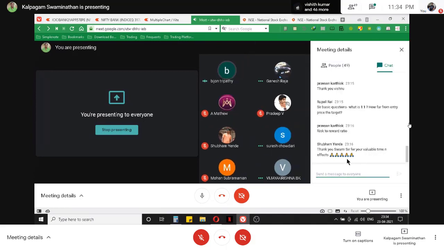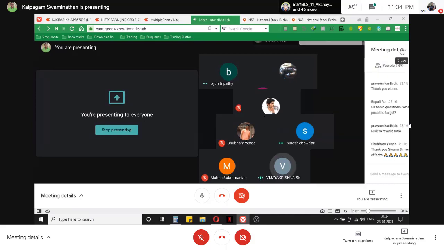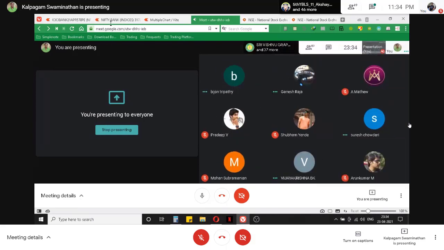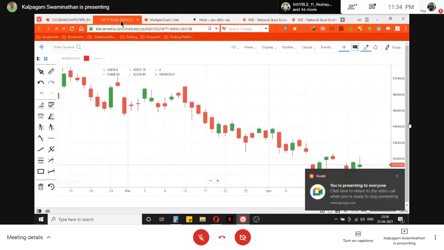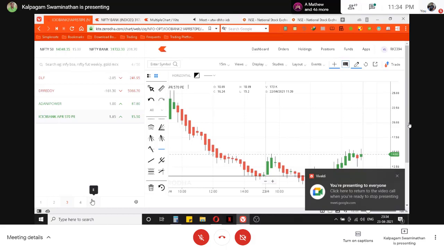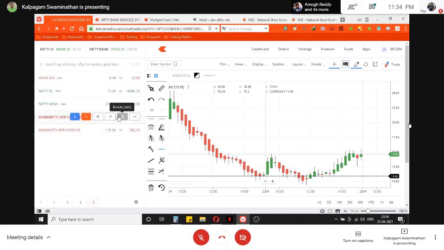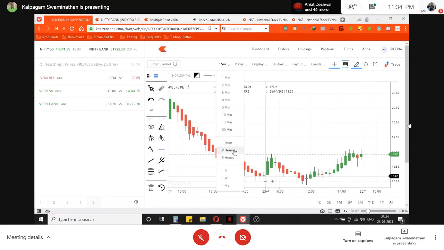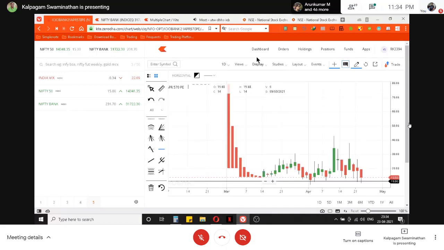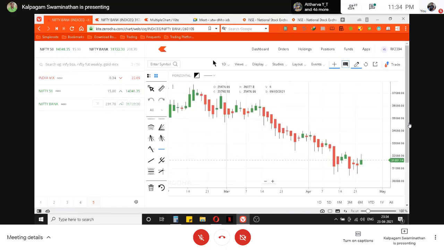Correct. Sir, how do we select the strike for the vanilla method? See, for the vanilla method, you select a strike price which is likely to become an ITM, in the money. Don't take far OTM. What I normally do is I look at the daily candle of Bank Nifty on the normal chart.